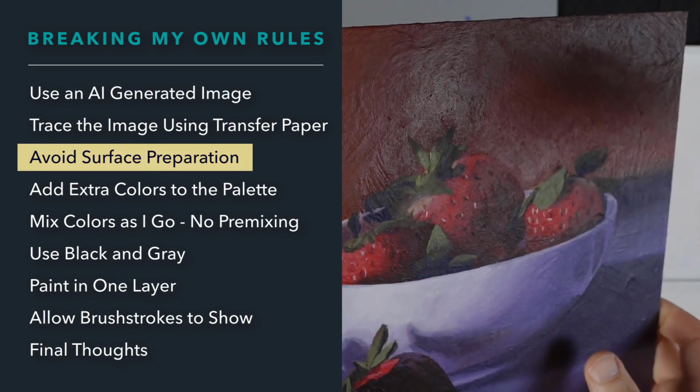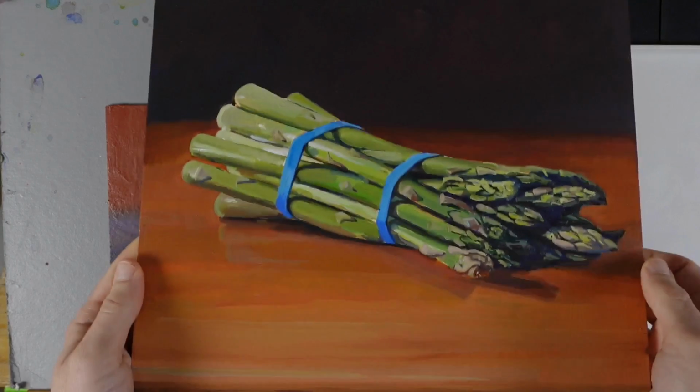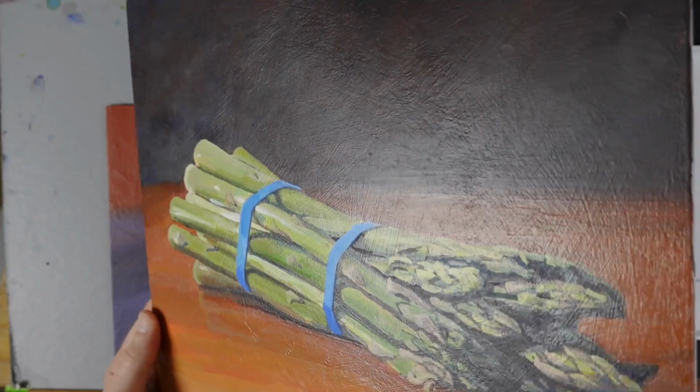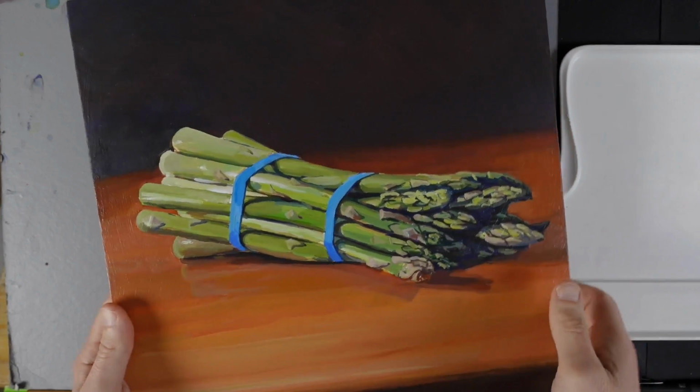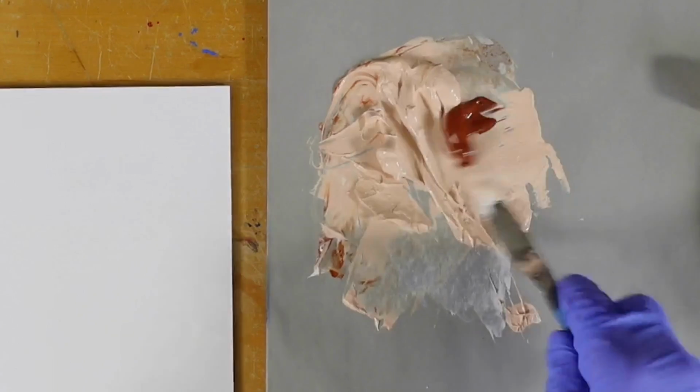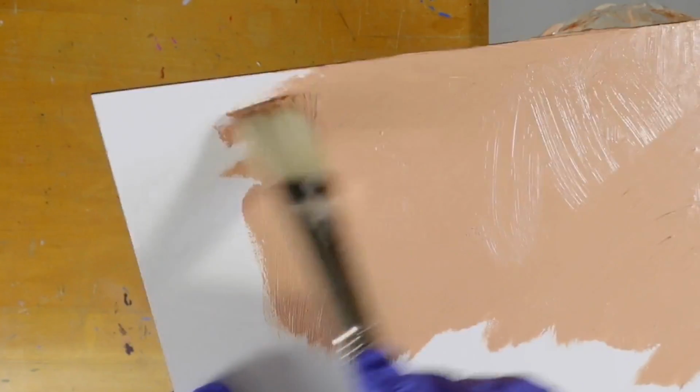If you look at this painting, I added some texture using super heavy gesso. And I also used it in this painting of asparagus. You can see up close, there's some bristle marks. This is an example of a painting I did without using a grid or any tracing or anything like that. There are links to both of these videos in the description below in the related video section.